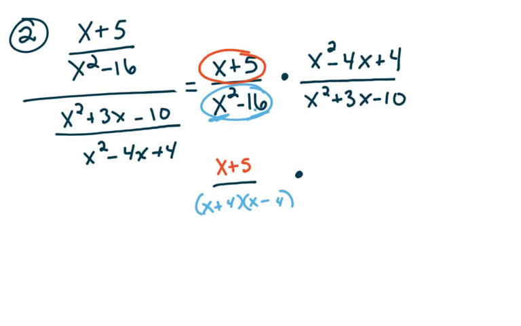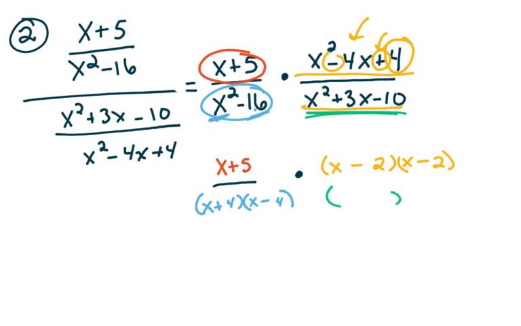Multiplication. Now let's do the numerator, this one. Factors of 4, when added, give you 4. That's 2 and 2. The signs are the same, they're both negative. And let's now do this one. Factors of 10, when subtracted, give you 3. That's going to be 5 and 2. Signs are different, bigger one's positive.